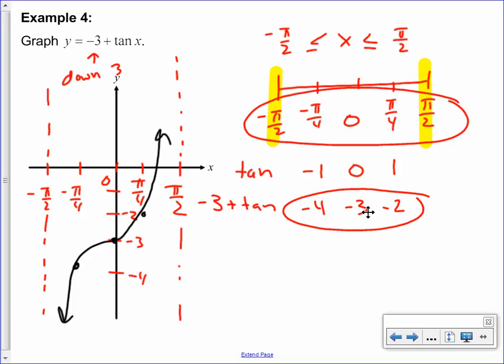Check it out. Here we go. This turning point used to be at 0. It moved down by 3. Ta-da!